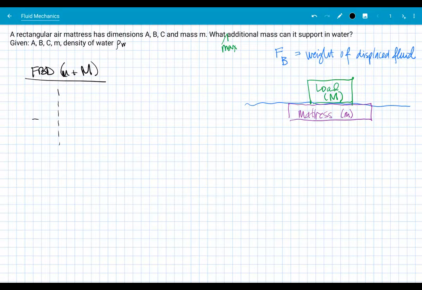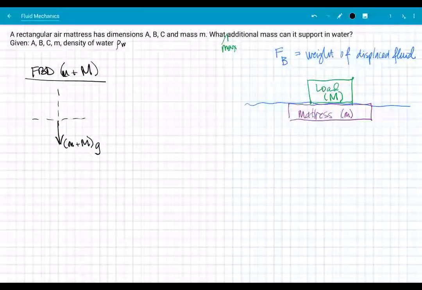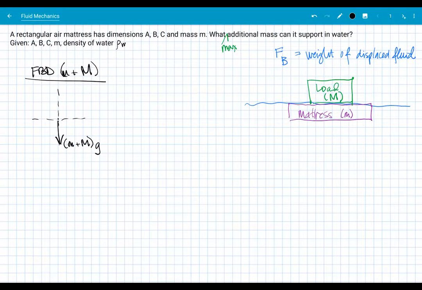So what does that look like? If I look at them as a system, I have the weight of both of those, so (m plus M) g. And then upward I have the buoyant force.